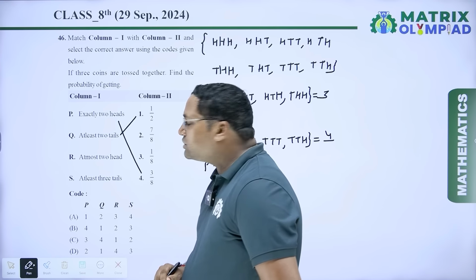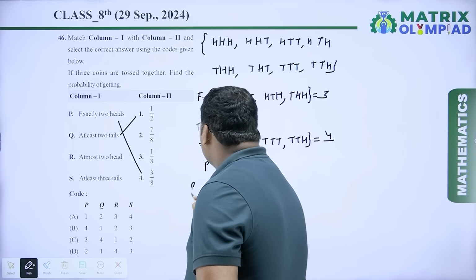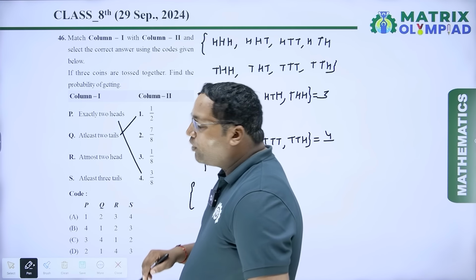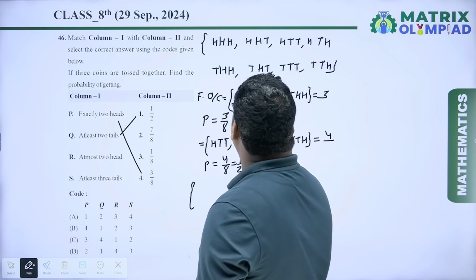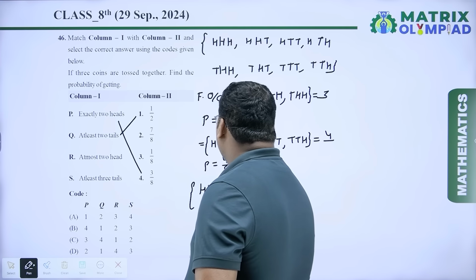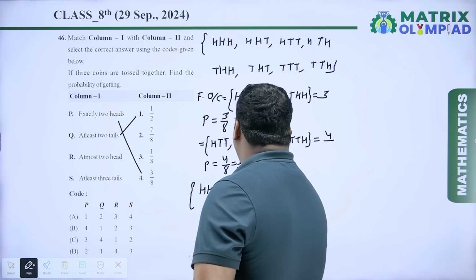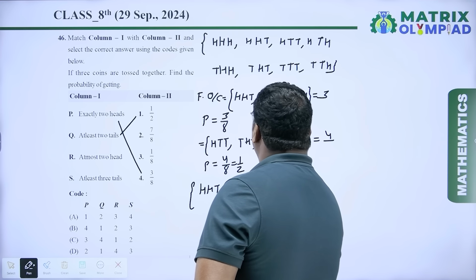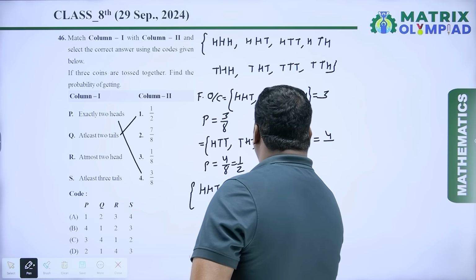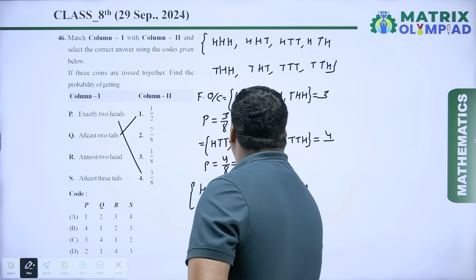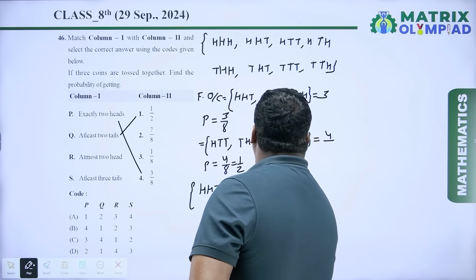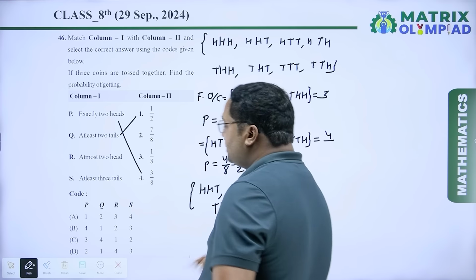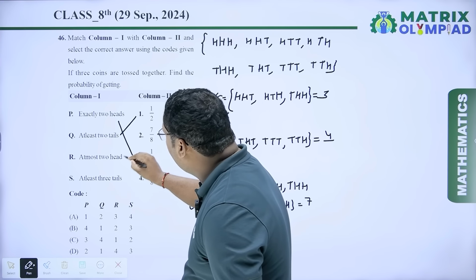Next is at most 2 head. So for at most 2 head, the total outcomes are the 8 and the favorable outcomes are at most 2 head. So it is HHT, HTT, HTH, THH, THT, TTT and TTH. So favorable outcomes are 7. So the probability is 7 by 8.